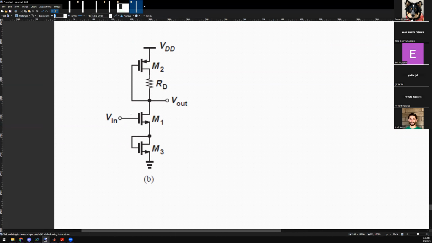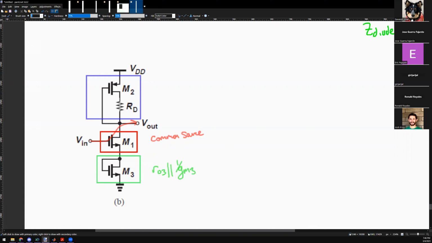Okay, so then M1 is getting run over, right? So I go through here to the output. Agreed? What type of configuration is it? NMOS, common source. Common source amplifier, okay. At the bottom I have a green box, and at the top I have a blue one. The bottom can be replaced with what? A resistor that has what resistance? R03 in parallel with 1 over GM3.